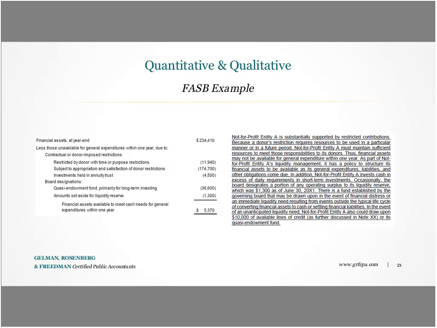There are several examples, and I encourage you to look at those to come up with any ideas that may affect you. But highlighting some important points of this disclosure: the very first sentence is substantially supported by restricted contributions, and that they must maintain sufficient resources to meet those responsibilities, and that the financial assets may not be available for general expenditures within 1 year because of that.